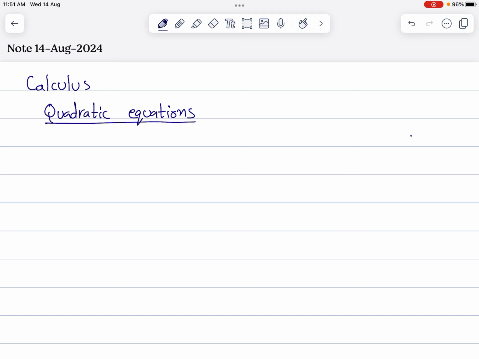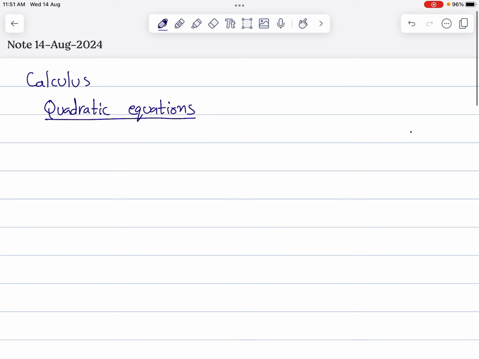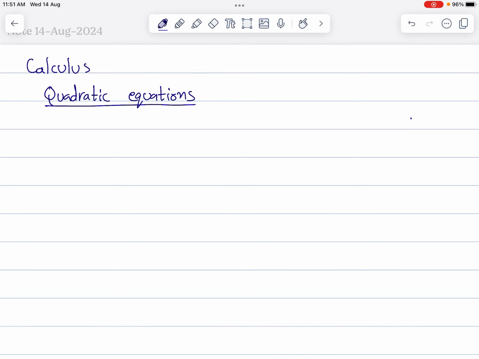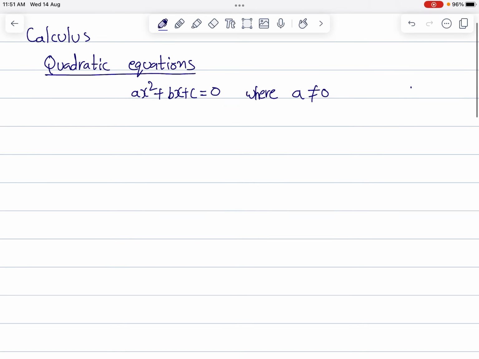Welcome all. Today in this class I will be teaching about quadratic equations, how to solve quadratic equations, and what the roots of a quadratic equation are. Any equation of the form ax square plus bx plus c equal to 0, where a is not equal to 0, is a quadratic equation.